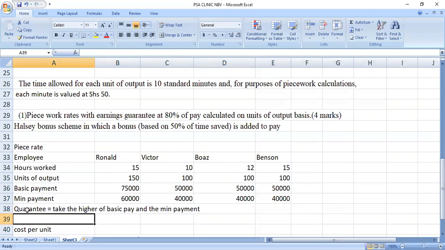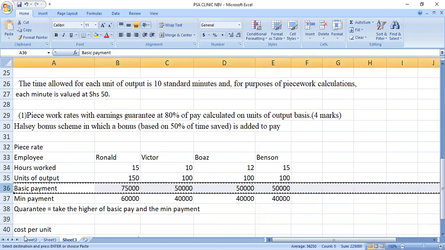Okay, so this is a guarantee thing. Say that you take the higher of the basic pay and the minimum payment. So automatically here we are supposed to take the basic pay, because 80% of anything will always be lower than the other thing. So our final answer, what these guys are supposed to be paid, is that.